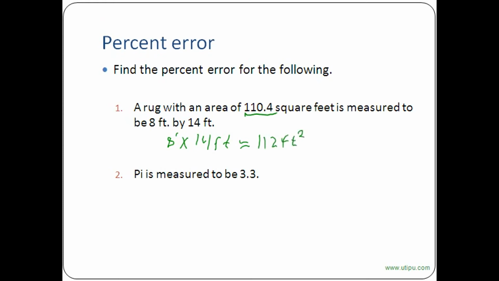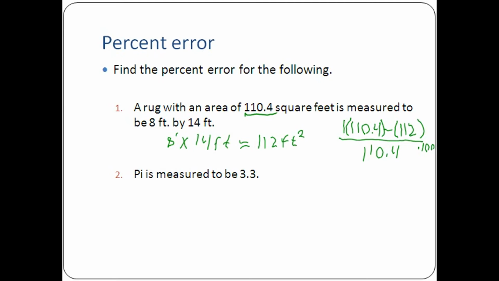square feet. All right. Well, to find percent error, what is it? The percent error is going to be the absolute value of the actual, which we said was 110.4 minus, put that in parentheses so you can tell what it is, minus the measured value, which is 112, like that, divided by the actual, 110.4, and then we'll take that times 100. So times 100, put that over there.